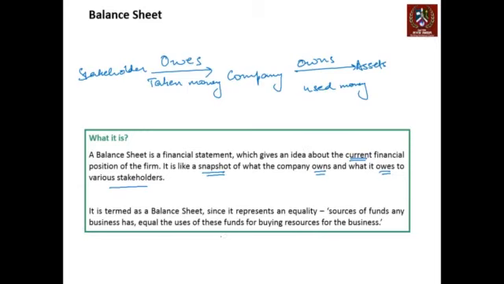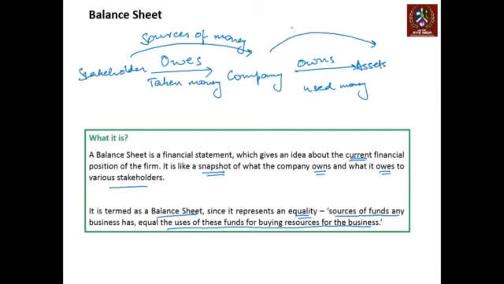It is termed as a balance sheet since it represents an equality, right? What is the equality? It is that the sources of funds any business has equals the uses of these funds for buying resources for the business. Remember, you've taken money from this set of people, that is the sources of money. These are the people who have given you money, right? And these are the uses of money. You have used this money to buy all these assets. That essentially tells you an equality, that these two have to match, these two have to be equal.